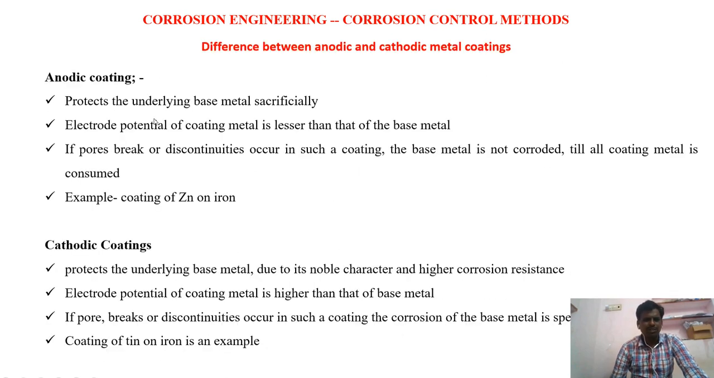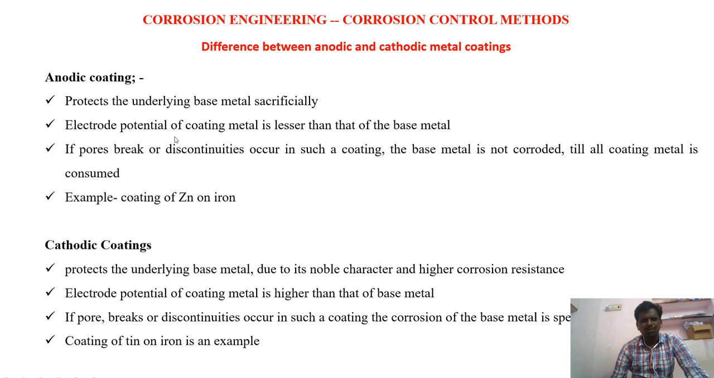So the differences from anodic coating: the anodic coating protects the underlying base metal sacrificially, but the cathodic coating protects the underlying base metal due to its noble character. That means the sacrificial character of the anodic coating protects the base metal, while the noble character, that means higher resistance against corrosion, protects the base metal in the cathodic coating.